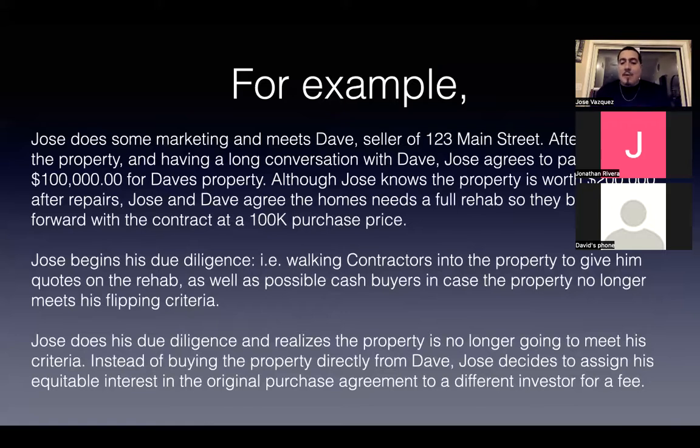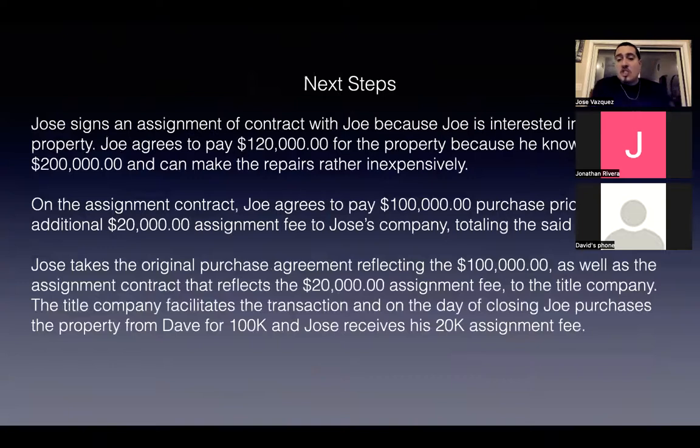So instead of buying the property directly from Dave, Jose decides to assign his equitable interest in the original purchase agreement to a different investor for a fee, which is Joe. So Joe agrees. Joe sees it. Joe likes it. He's excited. He knows it's worth $200,000. So Jose signs an assignment of contract with Joe because, of course, Joe's interested, and Joe agrees to pay $120,000 for the property. The reason he agrees to pay $120,000 is because he knows it's worth $200,000, and he can make those repairs rather inexpensively.